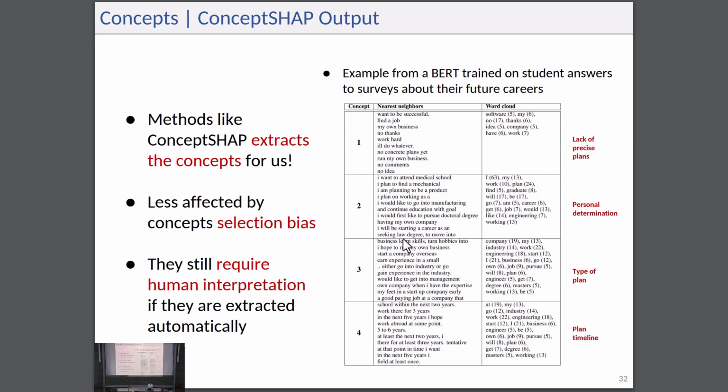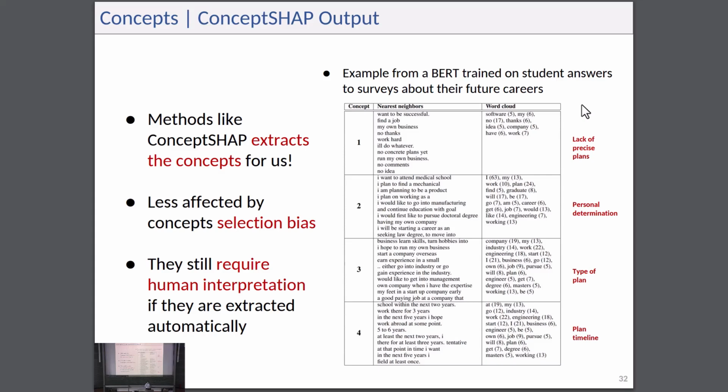And so they ran concept SHAP to extract 4 concepts from the model. And for instance here, for concept 1, there were sentences like, oh, I want to be successful, find a job, my own business, no thanks. So you see you have sentences or subsets of sentences that appear in the dataset and most relate to a certain concept that was found. And when I say they most relate to a concept, they're actually the closest in the embedding space.